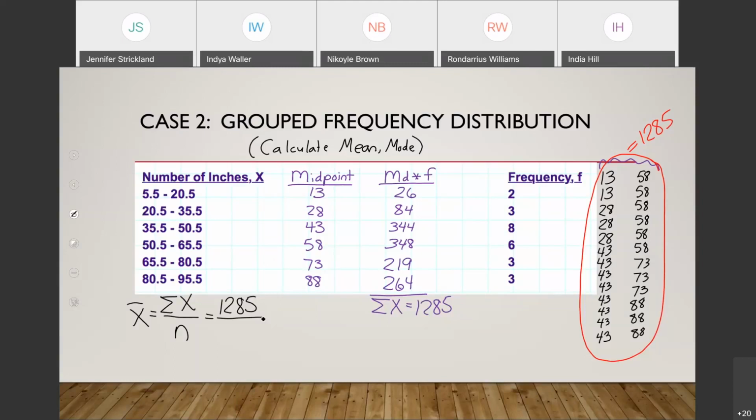Okay, so 6 is the most common answer, but 6 doesn't really make sense if I think about it. 6 is because there are 6 classes. But here's my list, right? What are the 6 numbers? All right, so 1285 divided by 25 gives me, for my mean, 51.4.